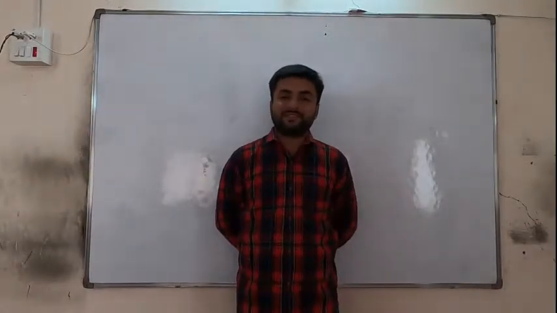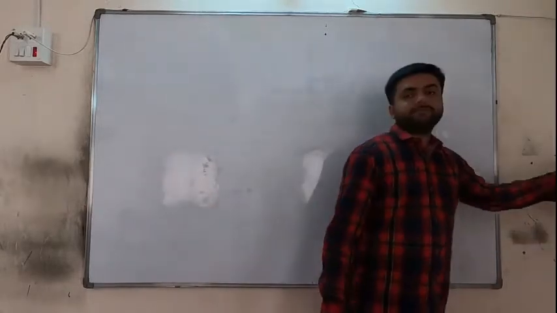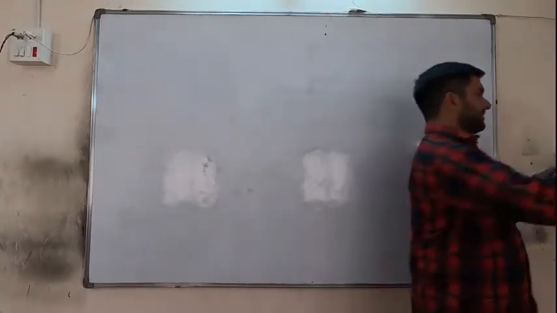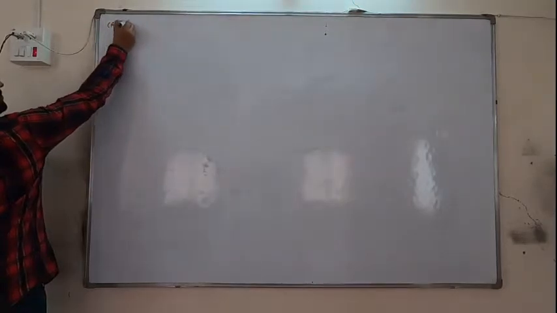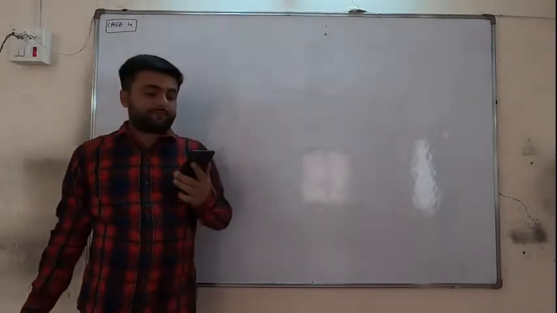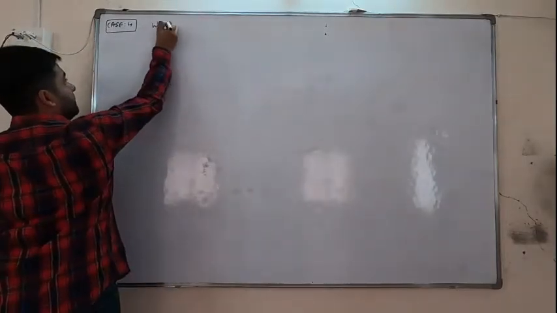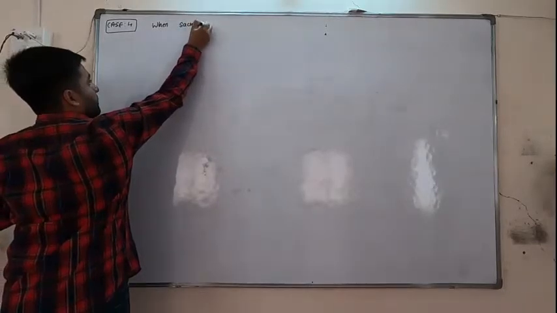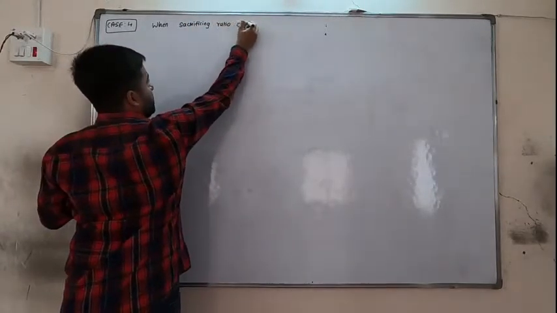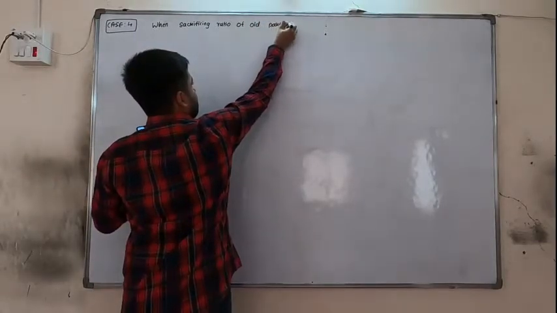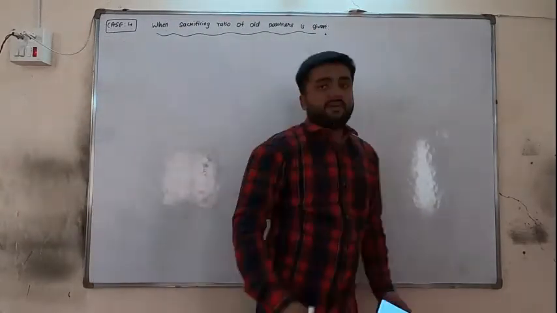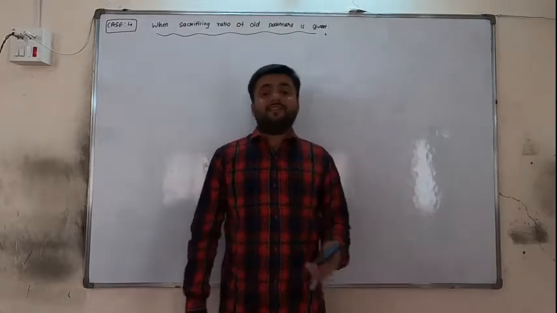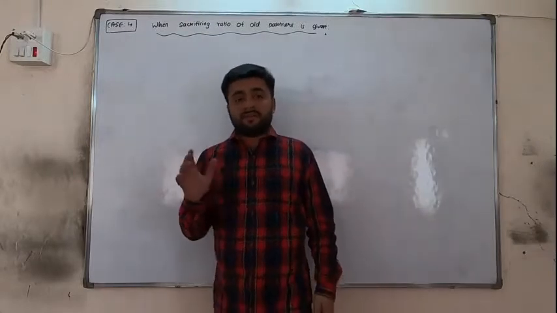Hello friends, in our previous lecture we have completed case 2 and case 3. Now we are going for case 4. So let's see about case 4. Let's write. So case 4, heading is when sacrificing ratio of old partners is given. Now friends, one thing I may have to tell you is that in case 3, sacrifice share was given and we have done the calculation on that base.